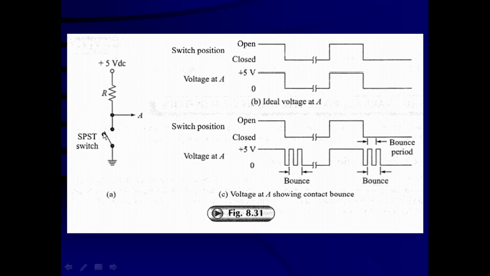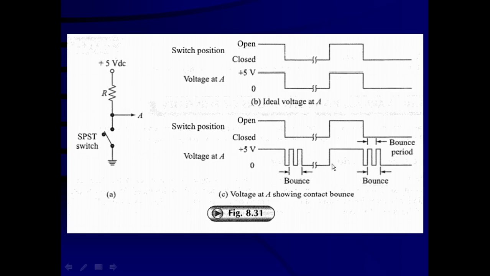Now when it is going from close to open also, the mechanical bounces will be there, but their effects will not appear in the waveform at A because the point A is floating while the contact is changing from close to open condition.